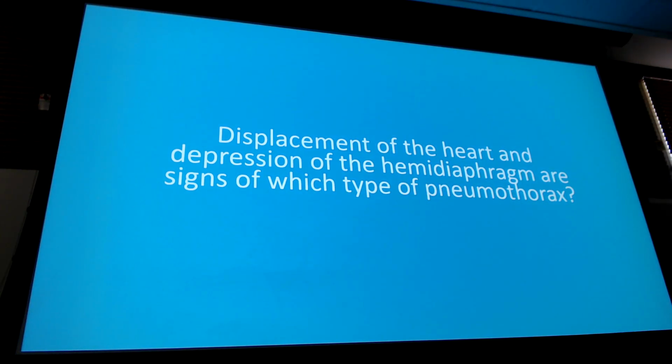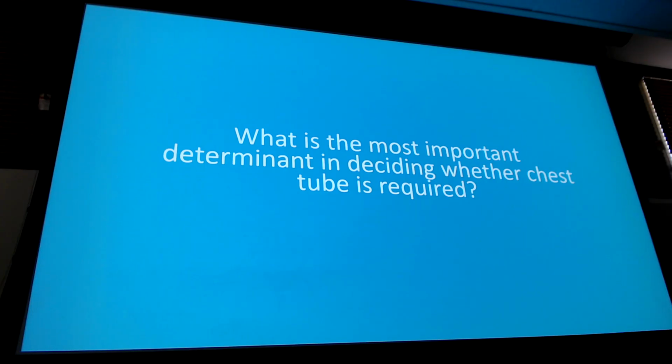Okay. Displacement of the heart and depression of the diaphragm are signs of what type of pneumothorax? Tension. Most important determining factor in whether a chest tube is required? Clinical status. Right? I don't care about the size, if I know they have a pneumothorax and they're sick, they're unstable, they're getting a chest tube. That's way more important than the size.